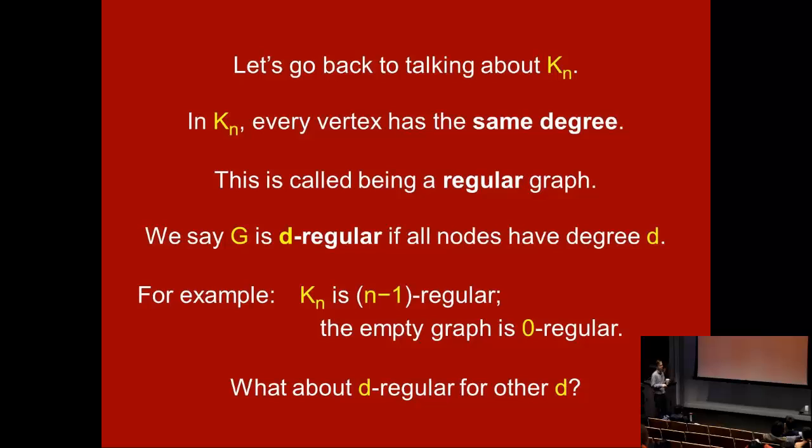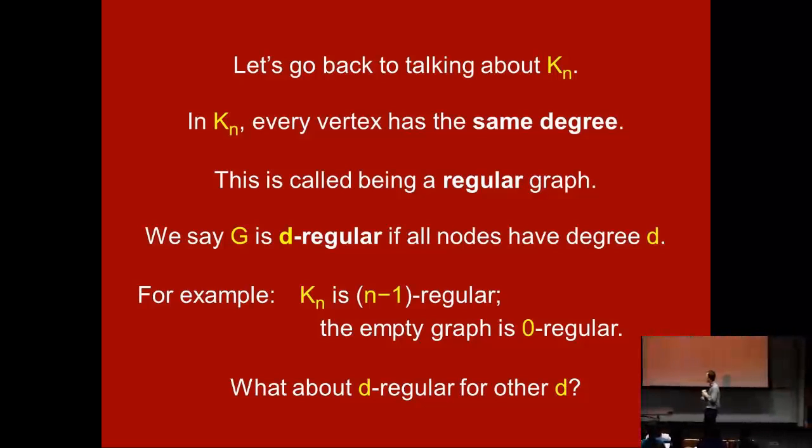Okay, let's go back to talking about this complete graph, K sub n. It has an interesting little property. In it, every vertex has the same degree, which is n minus 1. That's the maximum degree of any vertex in a graph. At most you can be connected to all the other n minus 1 vertices. That's called a regular graph. So it's another piece of terminology to remember. In particular, you say a graph is d-regular if every vertex has degree d.